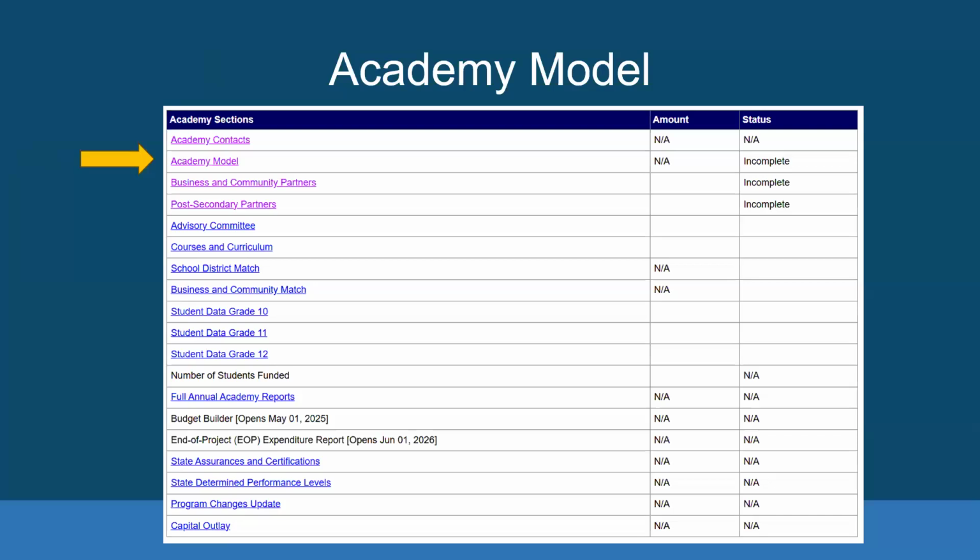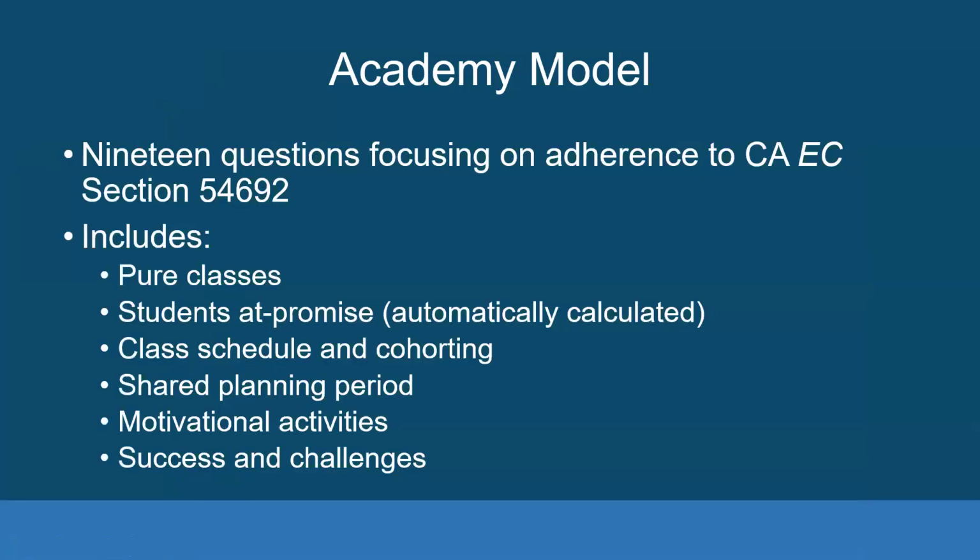All right, so moving on to the Academy model. The next button down, the Academy model, is a series of 19 questions that are asking you about different ways that you're adhering to California Education Code. So this is going to ask you questions about your classes, about them being peer classes, cohorted.